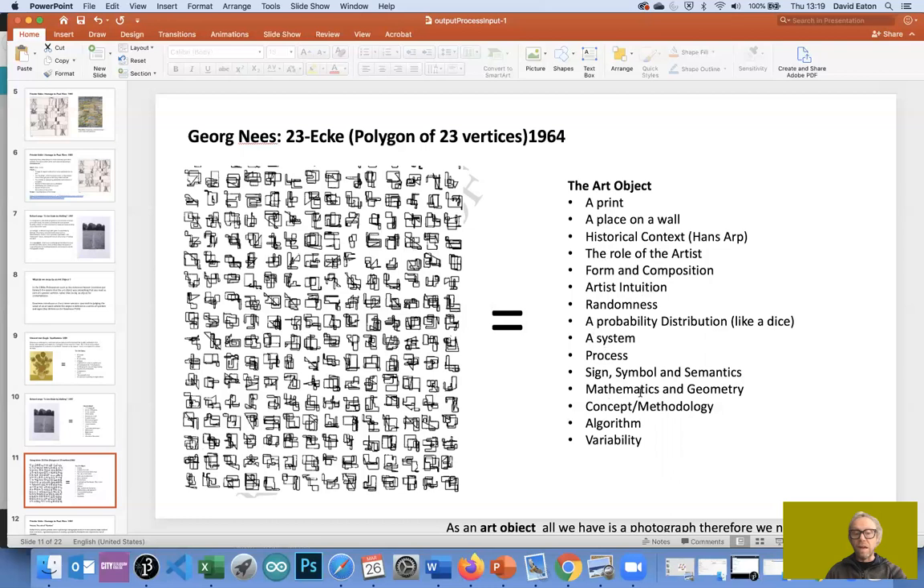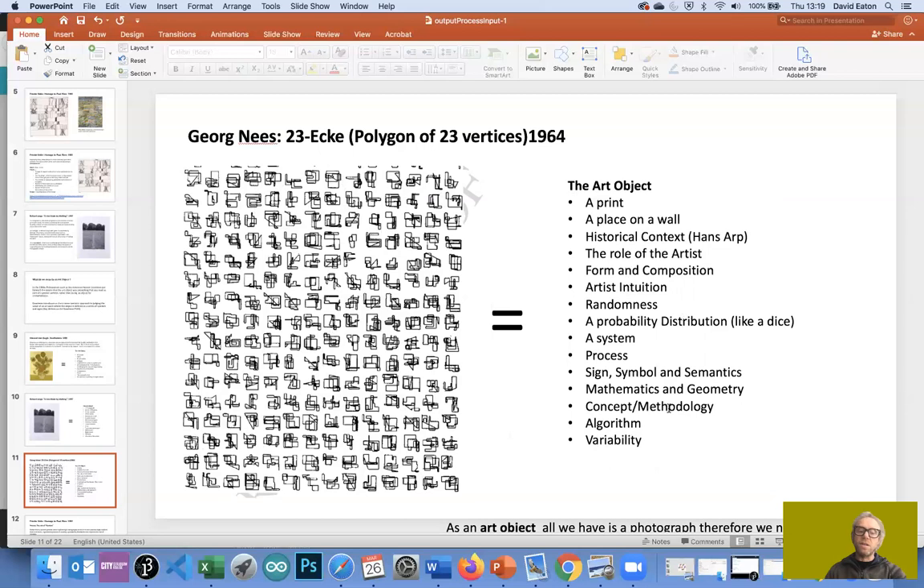It's involved with mathematics and geometry. There's a concept and methodology being put into place here. There's an algorithm that has to be used to generate the images. And of course, there's variability, absolutely vital to these images. Again, as we've talked about, the uniqueness of these images, that each time the computer runs, there's a variability in its output. And that's part of the concept, part of the methodology.